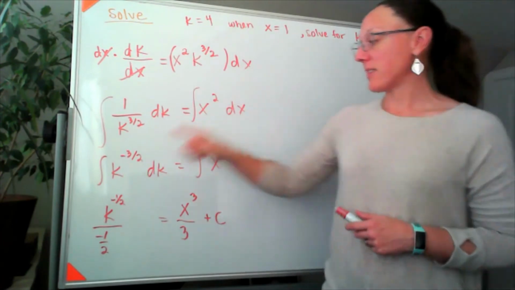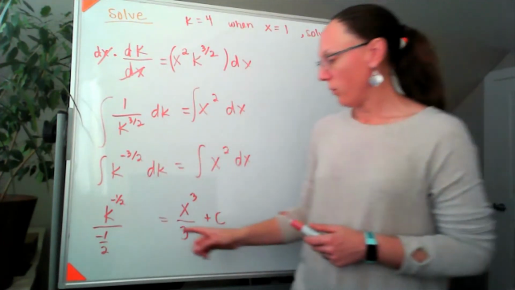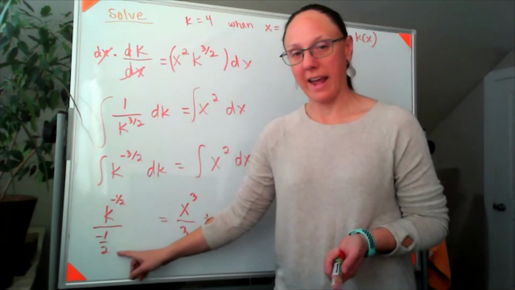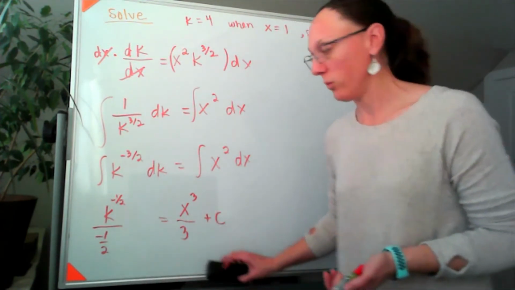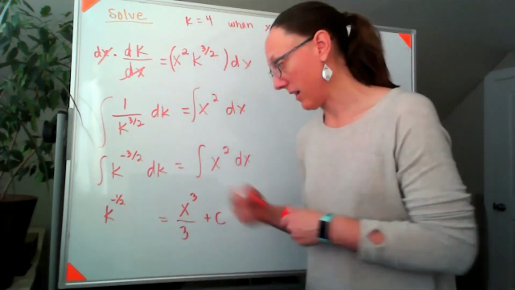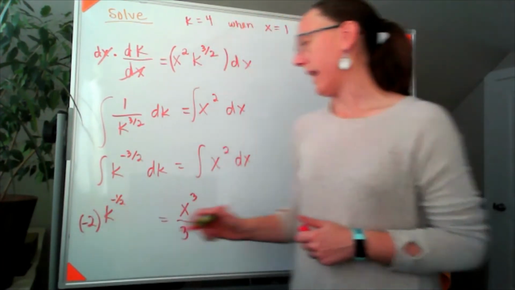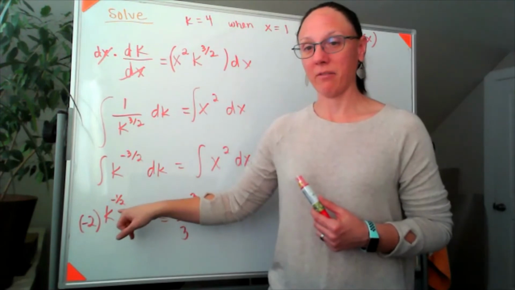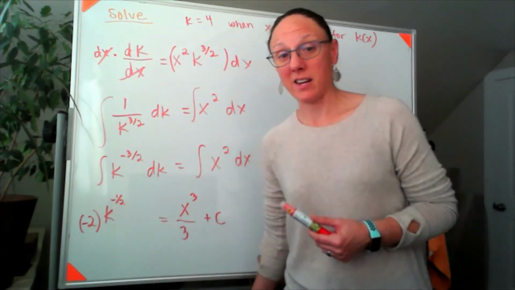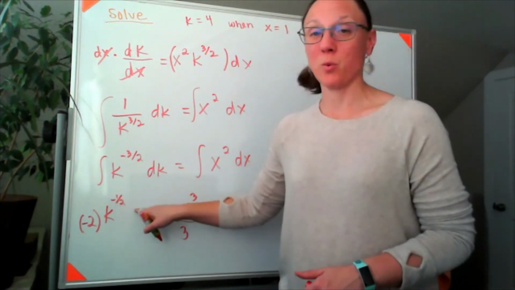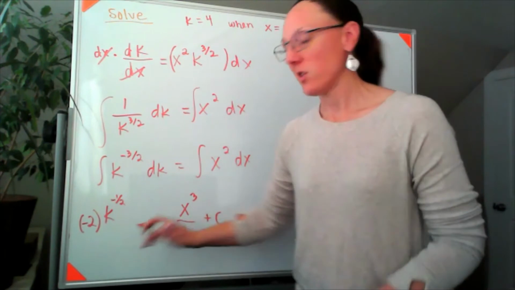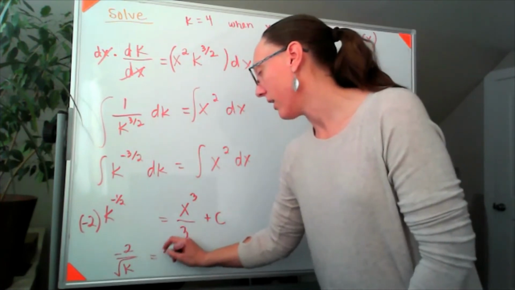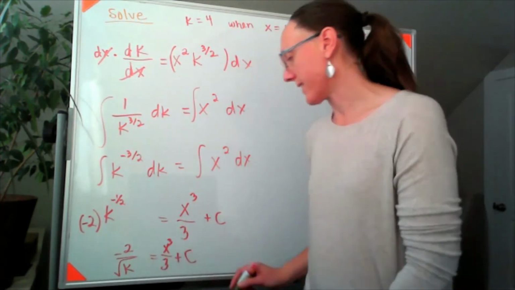We can rearrange this to get that k by itself now. Well, for starters, dividing by -1/2 is the same as multiplying by -2. So I'm just going to do that instead and multiply by -2. Then my k to the -1/2, I can choose to rewrite to say that's the same thing as the square root of k, but in the denominator. So this side would look like -2 over the square root of k, and over here, I've got x cubed over 3 plus a constant.